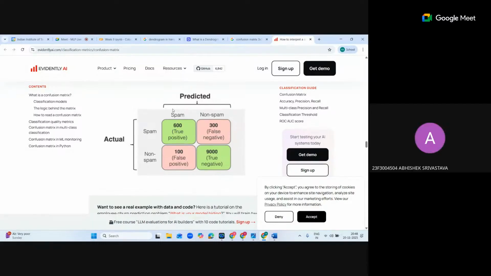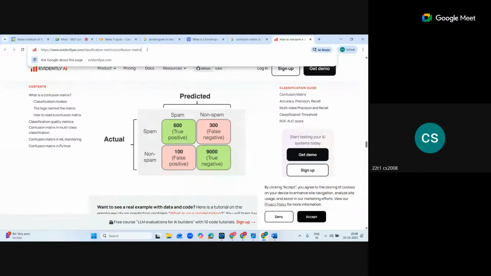Okay. Thank you. This line gives me help. Yeah, rows are actuals and columns are predictions. I'll just share this website. You can just visit this once again. They have explained it quite nicely. I'll just share it here.